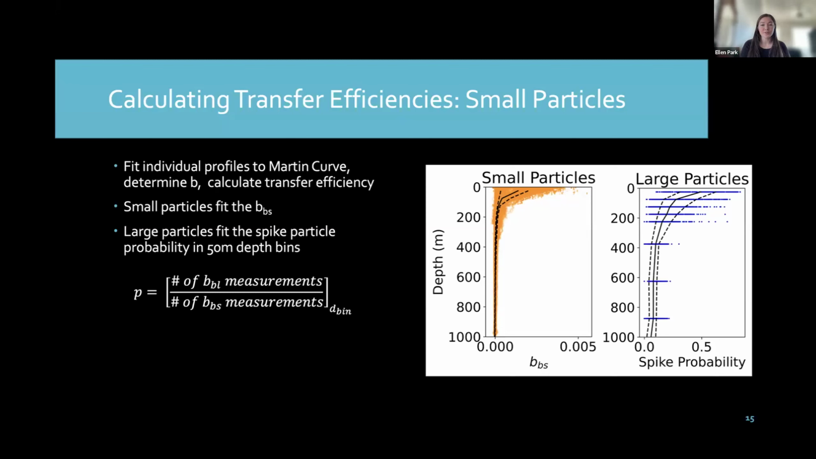And then for the large particles, we're not particularly interested in the magnitude of the backscatter signal in this case. And if you remember from the previous figure, there's not many spikes, and so it's hard to fit a curve to that. So instead, we're going to look at the spike particle probability, which we're defining here as the number of spikes over the total number of measurements in a given depth bin, which we're using 50 meters here. And you can see on the right, those are the bin spike probabilities from all the profiles in one float, and the median gives that same power law curve as well.